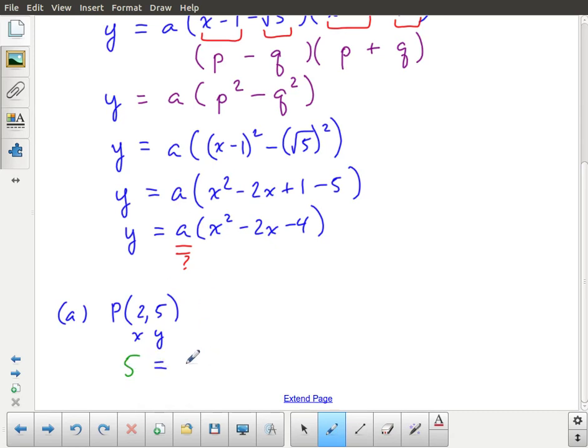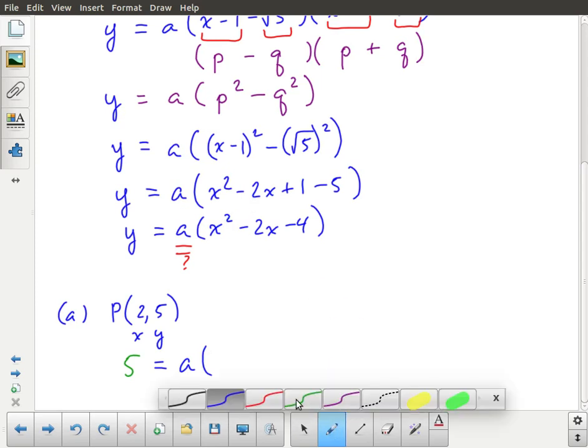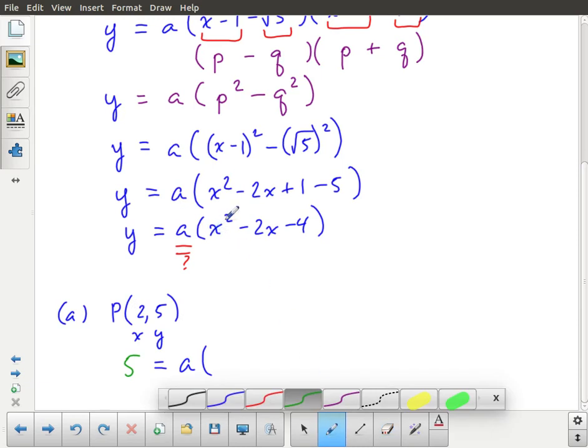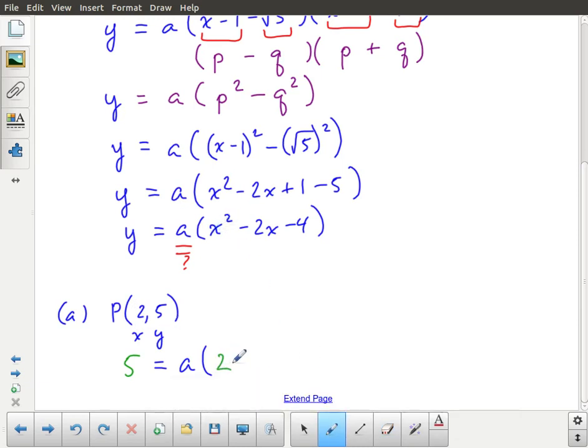5 equals a, bracket, but instead of x squared, I'm going to put in 5 squared, minus 2, and instead of x, I'm going to put, did I just make a mistake there? I did. My apologies. My x value is 2. So let's try that again. Instead of x squared, I'm going to put 2 squared, minus 2 times, and instead of x, I'm going to put 2, and minus 4.